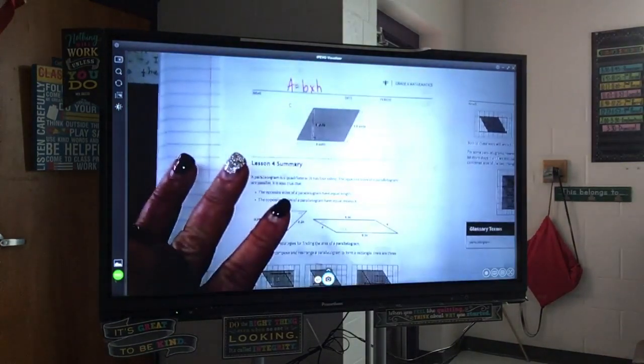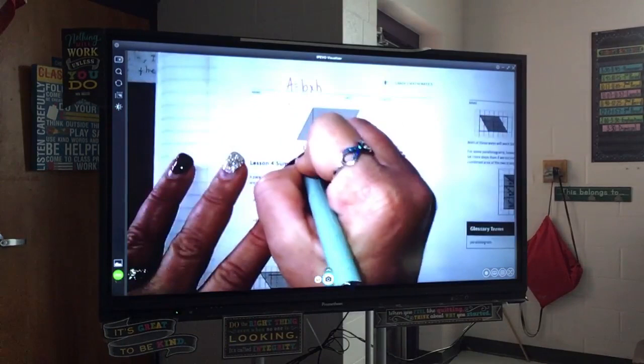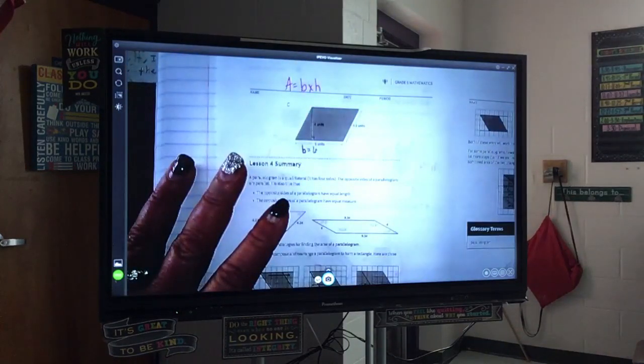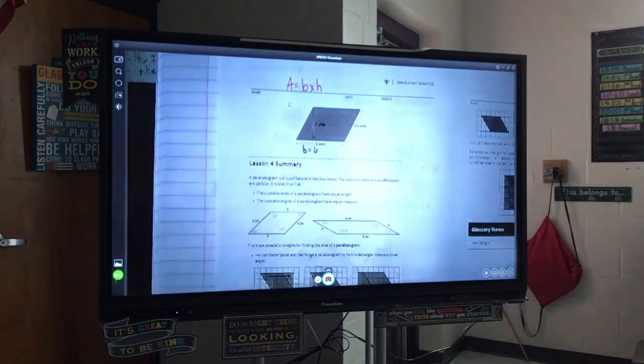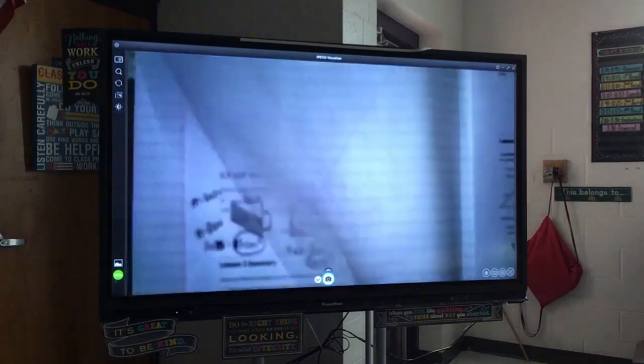You said that the base would be 6 for the bottom. Easy. So which one do we use? The 4 or the 4.5? No. And why do we not use the 4.5? What is that 4.5? It is what kind of line? What kind of line is that 4.5? It's a diagonal line.